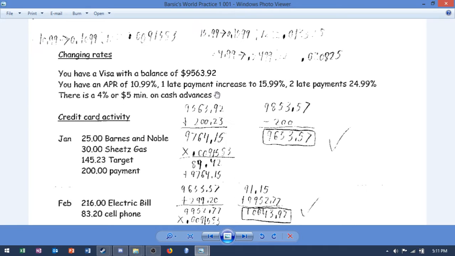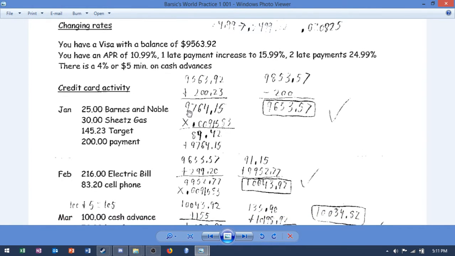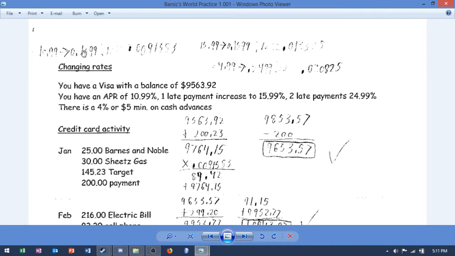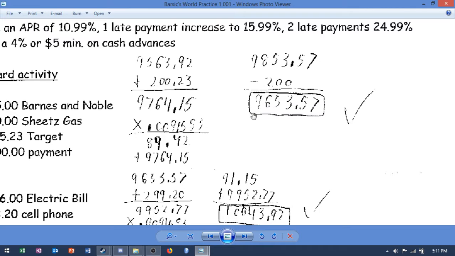So start Visa balance $9,563.92. So you add up your 3 purchases, you take that times your initial MPR, and you get the interest. You add back in your balance, get the total balance minus payment. Bam! It's the first payment, $9,653.57.